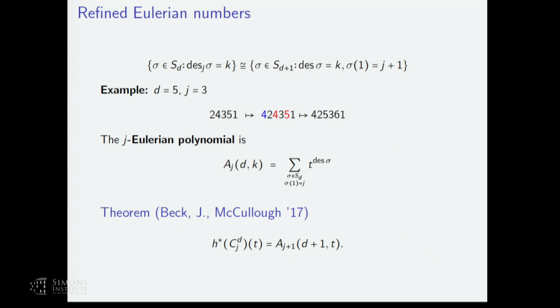And so these polynomials, where we restrict to permutations that start with a certain letter, we call the J-Eulerian polynomials. And what we've just essentially seen is that the h-polynomial of such a half-open unit cube, where we remove the first j hyperplanes, is exactly the j plus 1 Eulerian polynomial on d plus 1 letters.